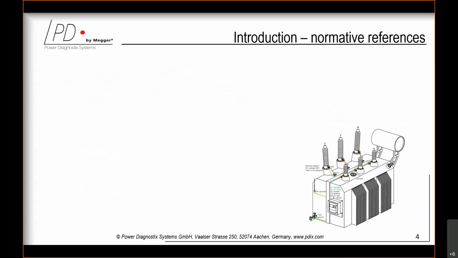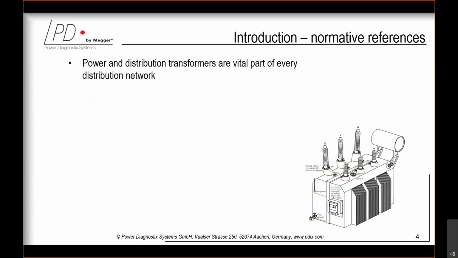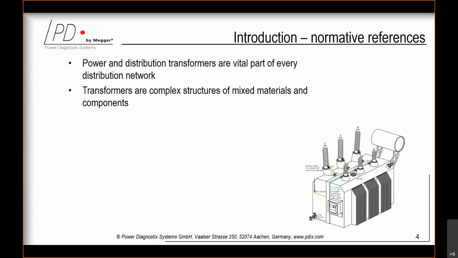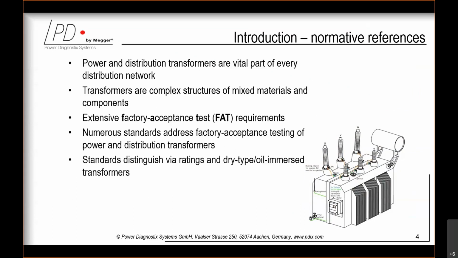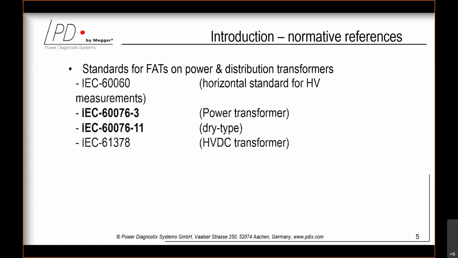Also, when we look at the norms, we know that power and distribution transformers are a vital part of every distribution network. Transformers are very complex structures, and therefore, especially after manufacturing, we have extensive factory acceptance test requirements. There are a lot of standards addressing factory acceptance testing of power and distribution transformers, and all of these need to be tested by partial discharge. The standards for factory acceptance tests on power and distribution transformers are shown below.